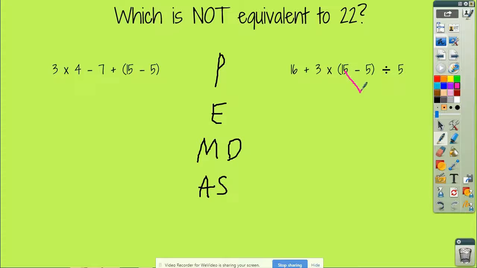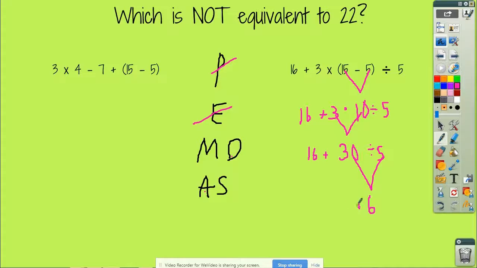I'm going to start with the parentheses. 15 minus 5 is 10. I've got to reset, bring everything down. Do I have any more parentheses? No. Do I have any exponents? No. Do I have multiplication or division? Yes, I have both, actually. So I know that they're family members. Who comes first in line? Reset. I've got addition versus division. Division surely, definitely comes before addition. 30 divided by 5 is 6.